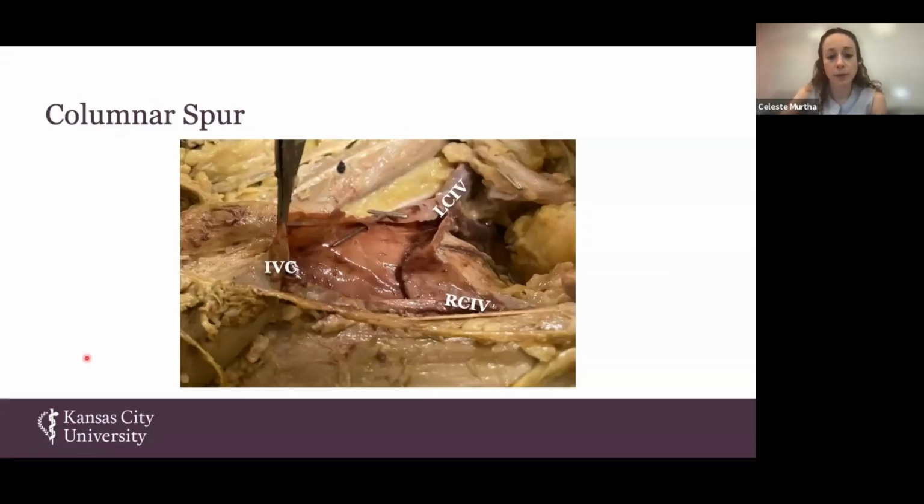Next, let's talk about columnar spur. So let me orient you again, standing at the right side of the cadaver and looking down diagonally into the cadaver. So this right here is the inferior vena cava coming down with the left common iliac vein there and the right common iliac vein here. And if you focus your attention on this pin, you can see this spur here that separated the left common iliac vein into one lumen there and a much larger lumen here.